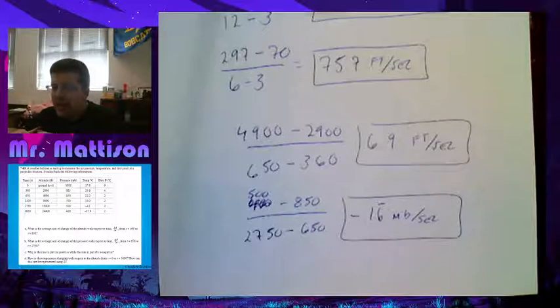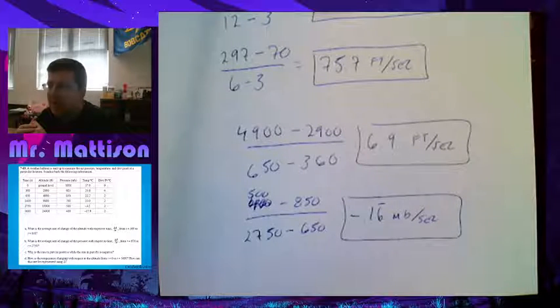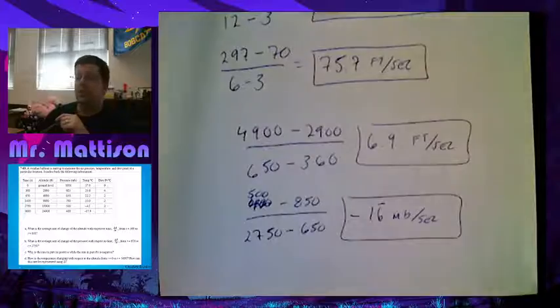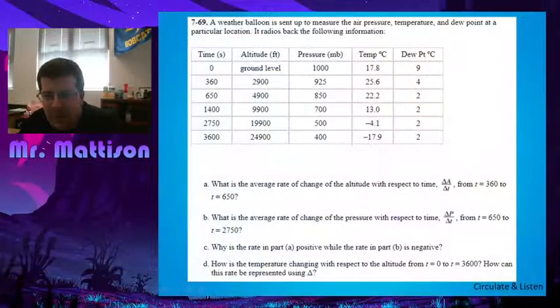And then D, how is the temperature changing with respect to altitude from time 0 to time 3,600? How can the rate be represented using delta? Okay, so let me pull this back up. My temperature is this column here. So how is this changing from time 0 to time 3,600? It starts by going up, and then it starts to go back down.